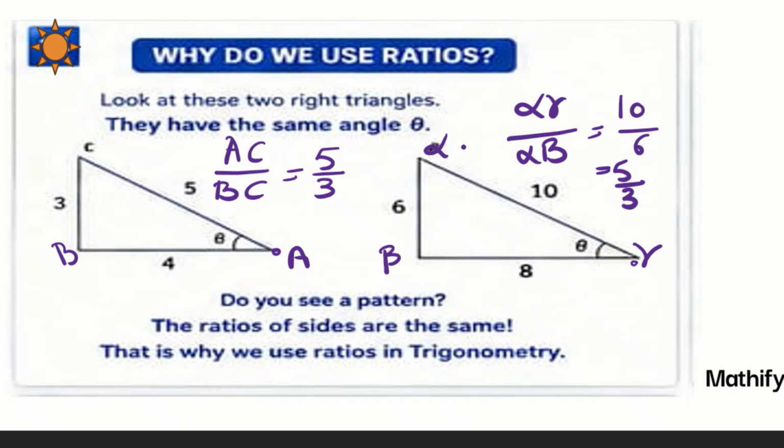That is why we use ratios in trigonometry, because the ratios will always remain the same. If the angle theta is the same, here you can see this angle theta is the same, that's why the ratio will become the same. Okay, that's why in trigonometry we use ratios.